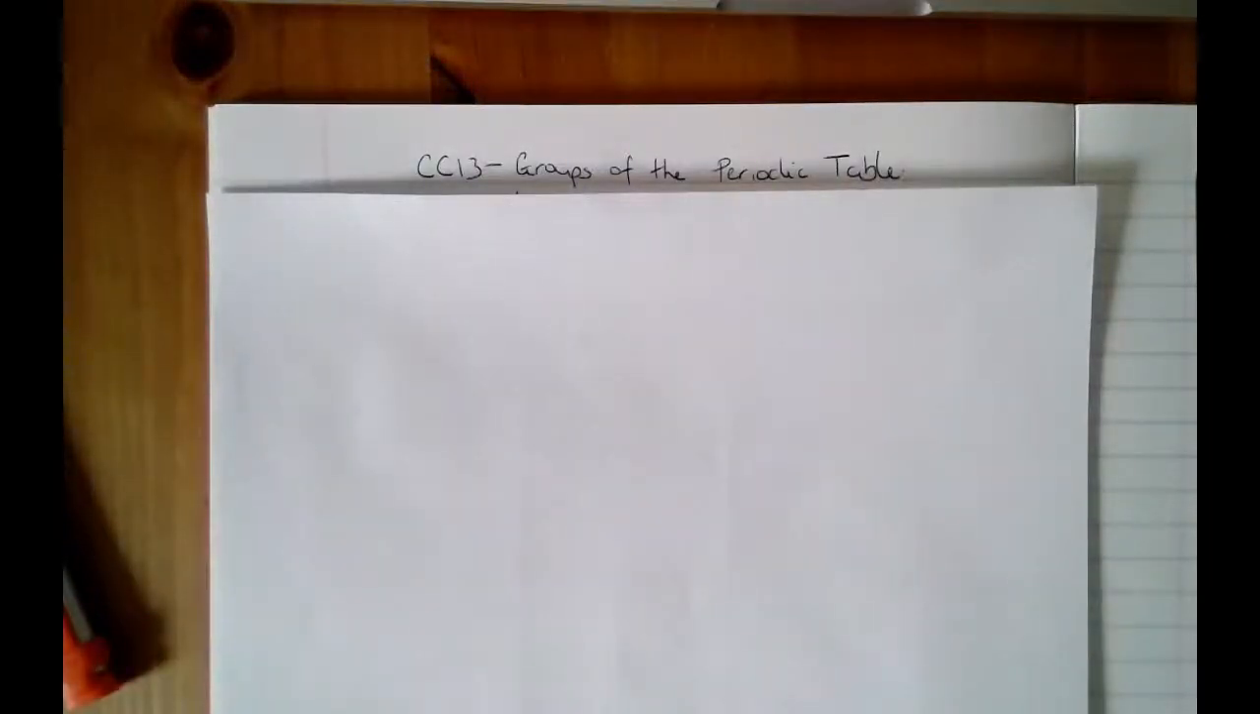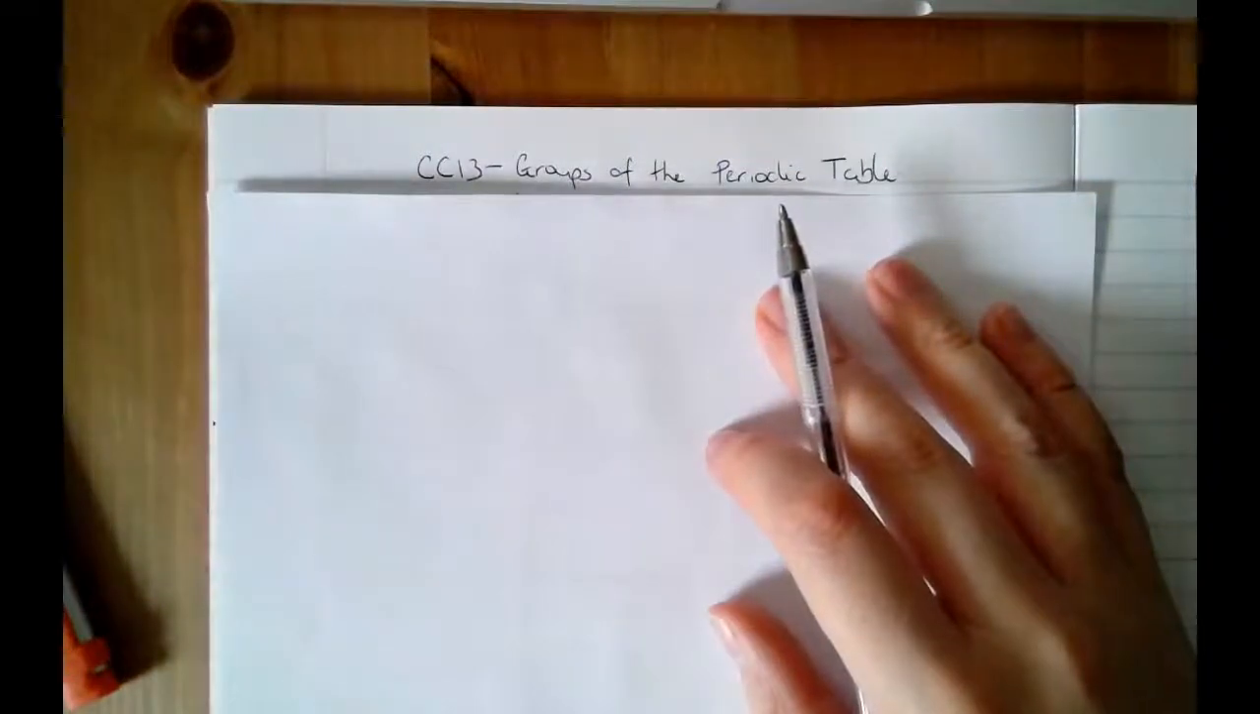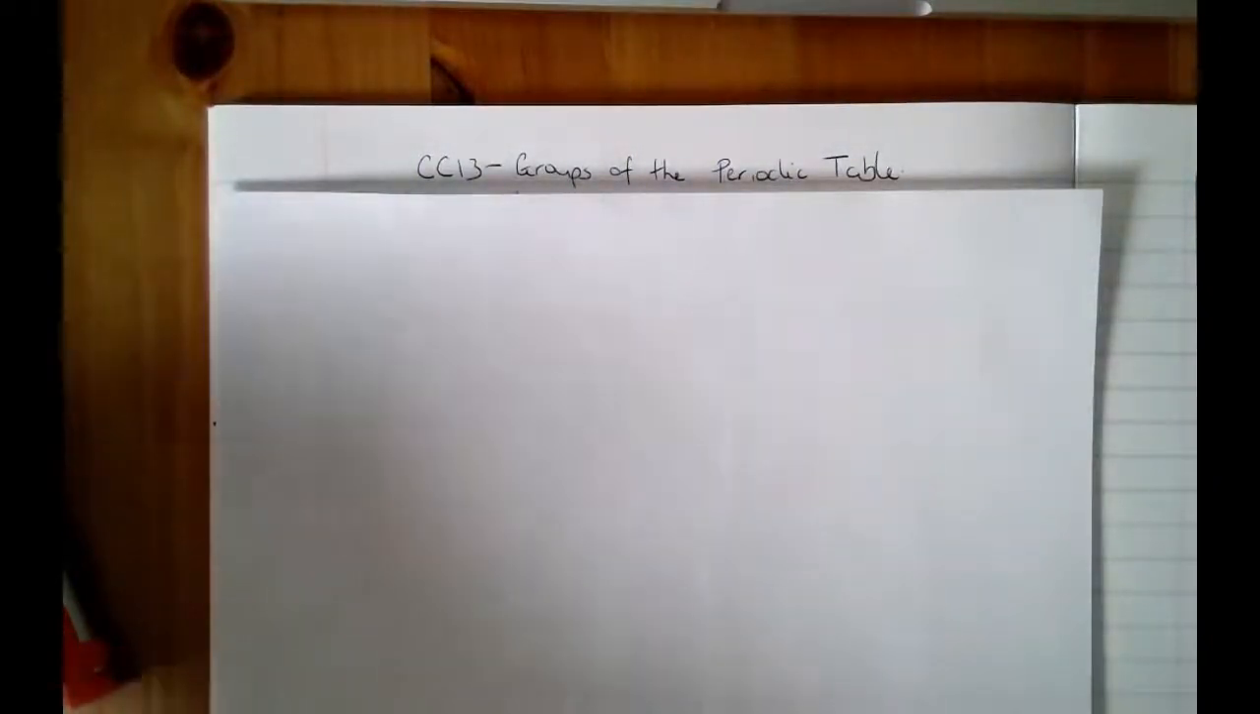In this video, we're going to be continuing with CC13, which is groups of the periodic table. Again, this is just a paper 2 topic, and this is the second video where we are going to be looking just at the halogens. The first thing we're going to be looking at is the trend in reactivity of the halogens.